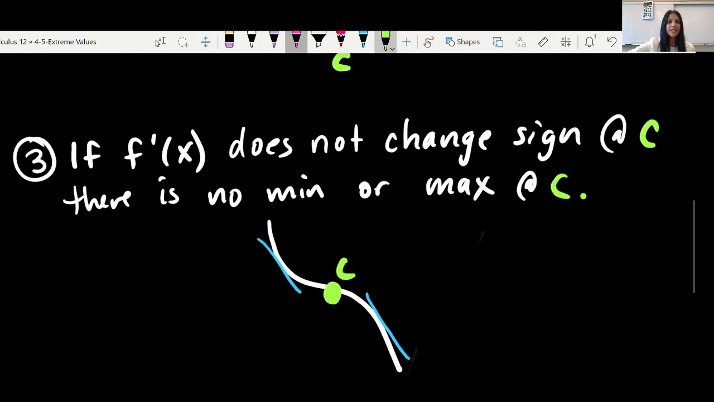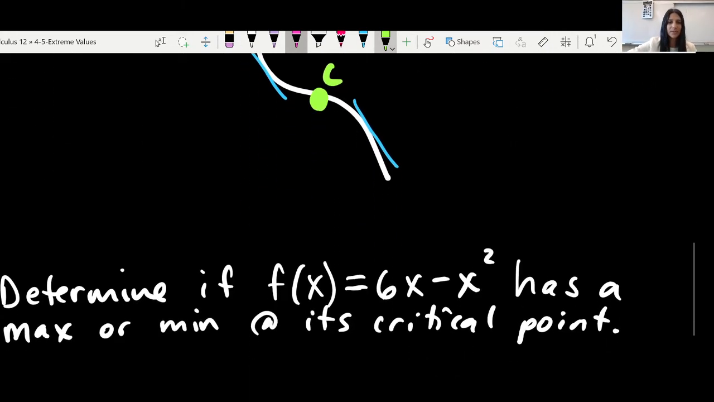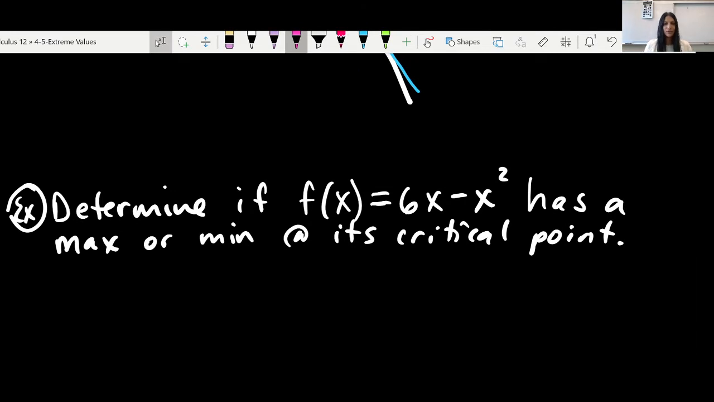The third case is the one that I don't think we've encountered yet. If our derivative does not change sign at the point C, then there is no minimum or maximum. Notice that here it's a negative slope and here it's also a negative slope, the two values in blue. That tells us that it doesn't have a minimum or a maximum, and this kind of looks like a cubic function or some of the functions we've seen in the past. Okay, so let's get into how this would look algebraically.